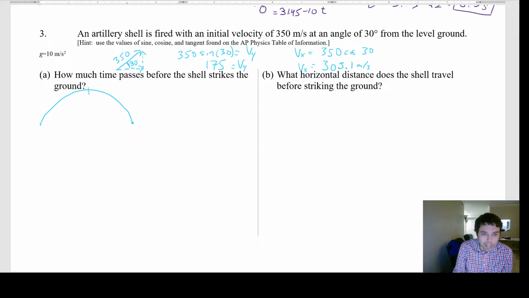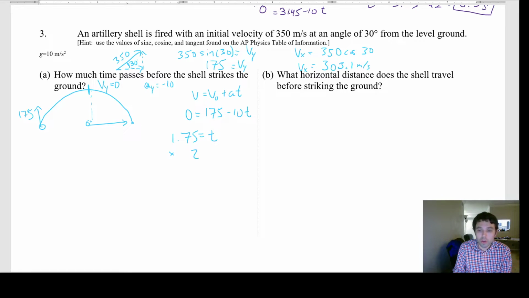It's the same question. So again, at this magical spot, at the peak of the trajectory, we know that the vertical velocity is 0. We know the initial vertical velocity was 175, and we know acceleration vertically is -10. So we're going to use the exact same equation as before, V equals V naught plus AT, to find the time, and then we're going to double that time to get the whole time. So 0 equals 175 minus 10t. I'll do the math in my head, and we get t equals 1.75. But we want to double that because that's only the halfway point, only from here to here. We want to go all the way to the end. So times 2, and we get 3.5 seconds.